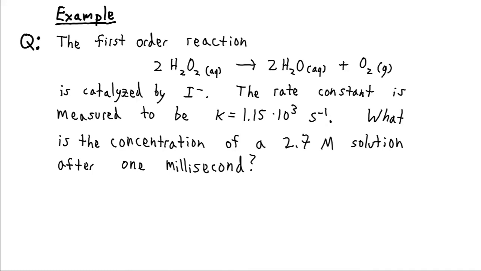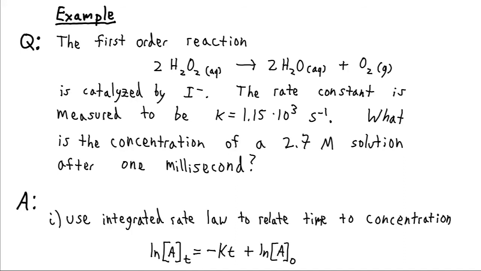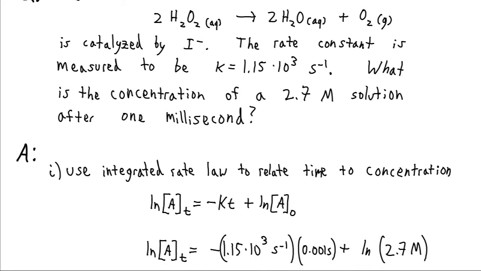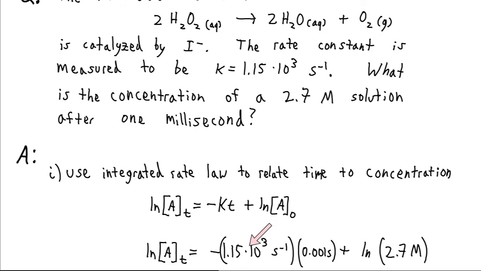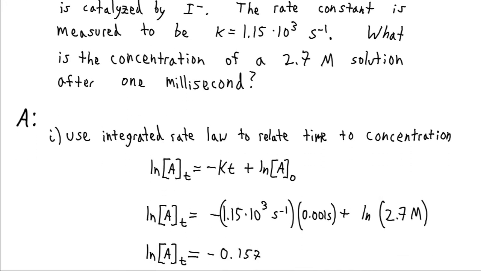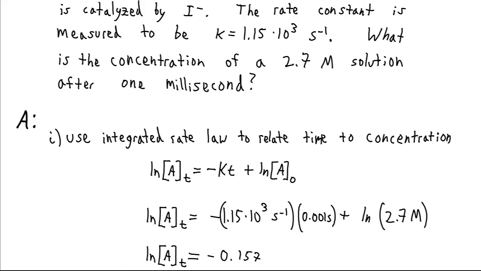Well, since this is a question about concentrations and times, we can use an integrated rate law. This time we'll use the integrated rate law for a first order reaction. Now plugging in our values for k, our rate constant, and our elapsed time was 0.001 seconds, 1 millisecond. And then our initial concentration for A naught here, 2.7 molar. We get a value of negative 0.157.